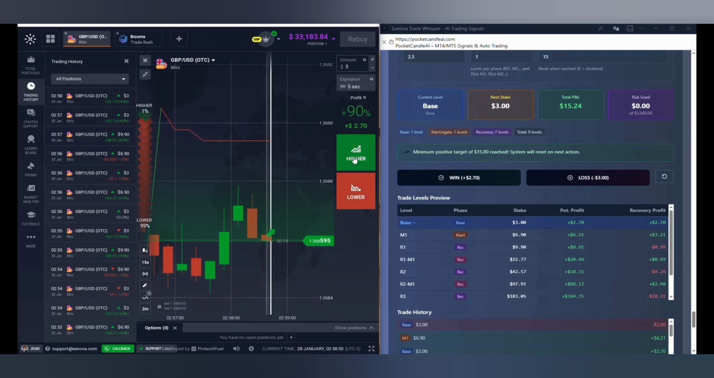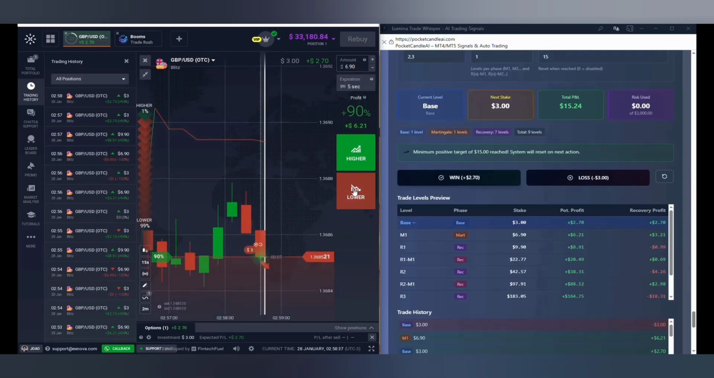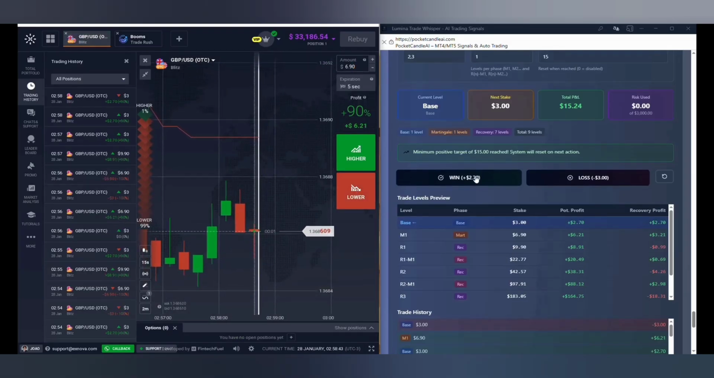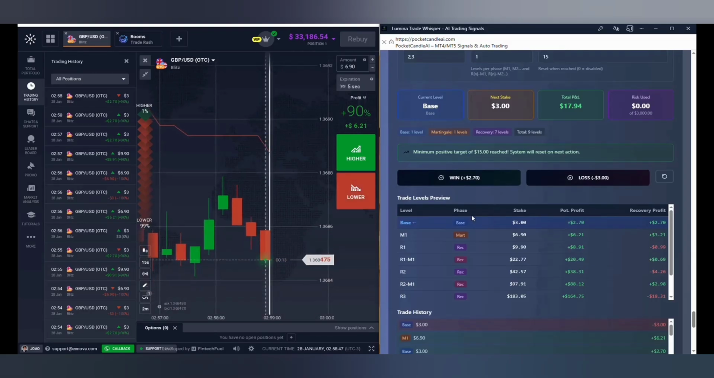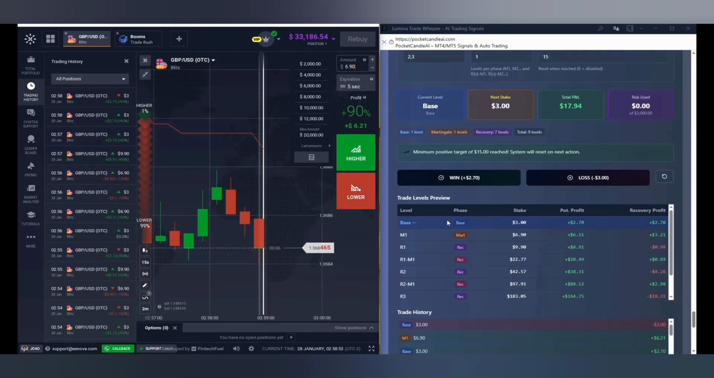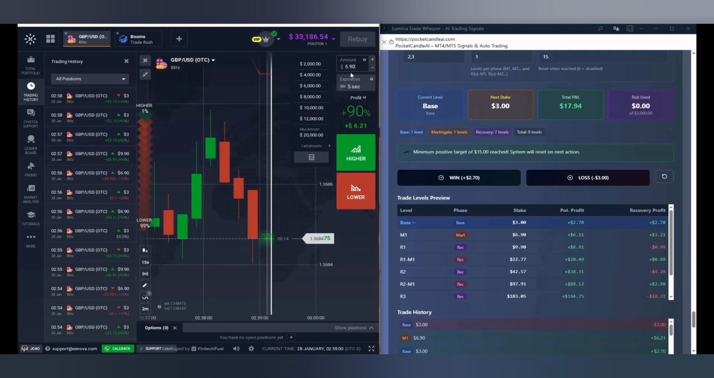Okay. New sell signal detected for GBP US dollar OTC. Confidence level 75%. That's a win. Guys, I think I don't need to continue to show you this. You can trade. You don't need to trade the martingale that I'm doing, because I put it like this: base amount martingale, then recovery system, the martingale of recovery, another recovery, and so on.